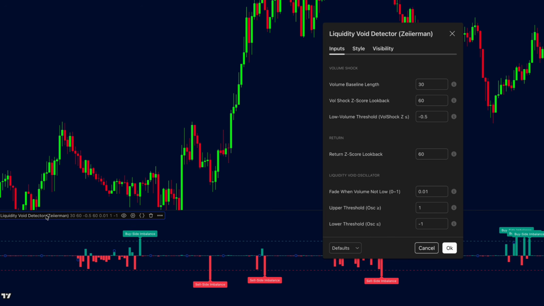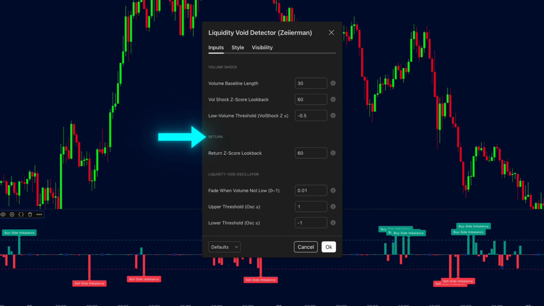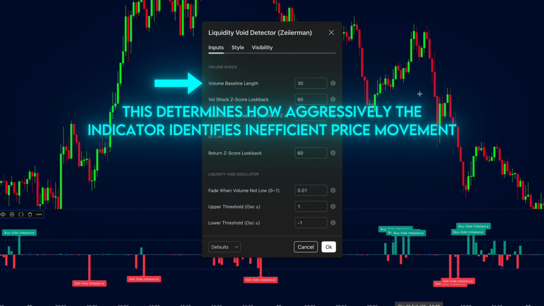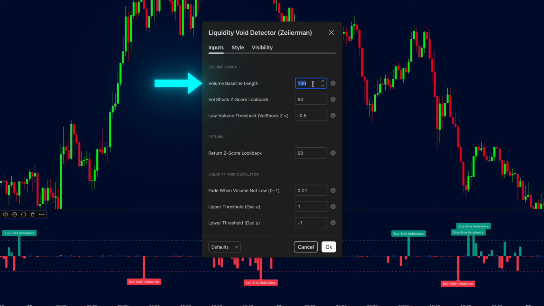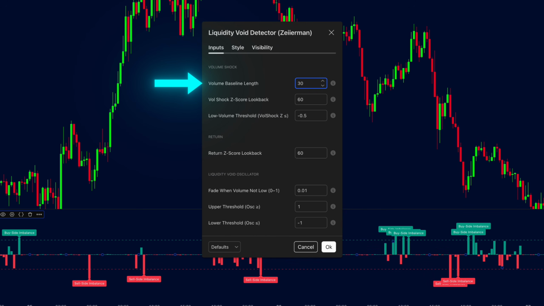Before we look at trading strategies, let's quickly go through the settings. Open the indicator settings panel. You'll typically see parameters that control how the tool detects liquidity voids. One of the most important settings controls detection sensitivity. This determines how aggressively the indicator identifies inefficient price movement. Lower sensitivity will highlight only the largest voids. Higher sensitivity will detect smaller imbalances as well. For most traders, a medium sensitivity works best because it captures meaningful inefficiencies without overcrowding the chart.